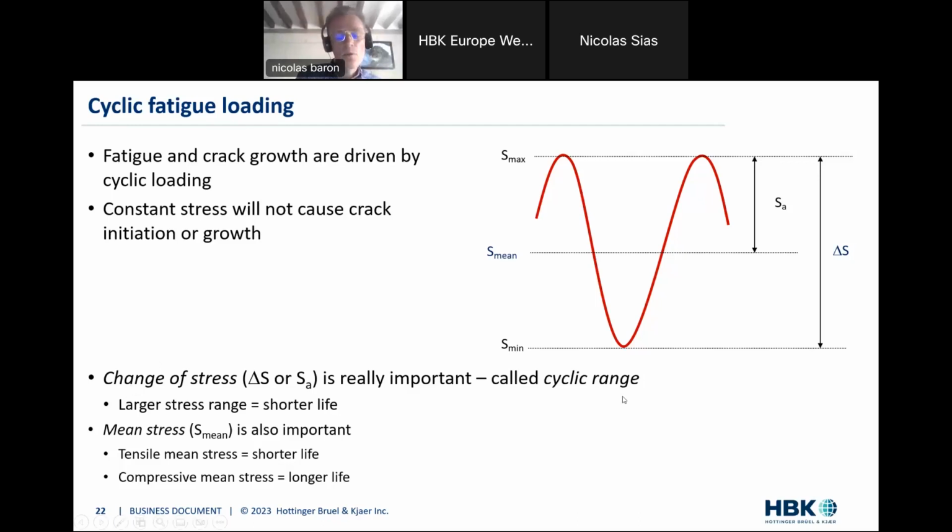So the cyclic range or the stress amplitude is really what matters here, and I think that's rather obvious to probably most of us here. When the stress range, so when the variation of stress is big, it means that you submit your component to a big change, and the result will be that the life will be shorter. And I think it's both intuitive and true.